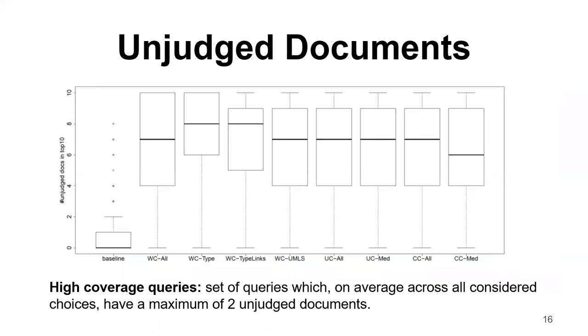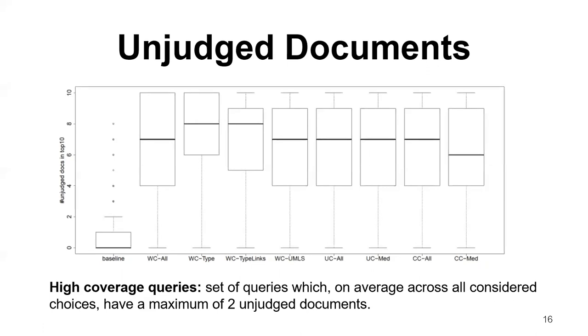Our initial results showed that the expanded queries retrieve many unjudged documents. As shown in this plot, the majority of baseline queries without expansion terms retrieve less than 2 unjudged documents in the top 10 results. In contrast, the majority of expanded queries retrieve more than 5 unjudged documents in the top 10. This is a problem, as commonly unjudged documents are regarded as not relevant to the query.